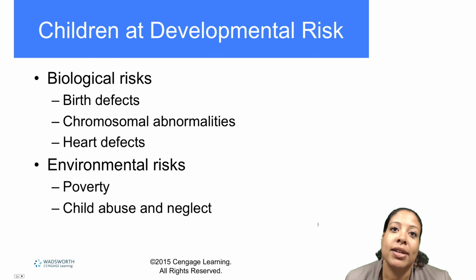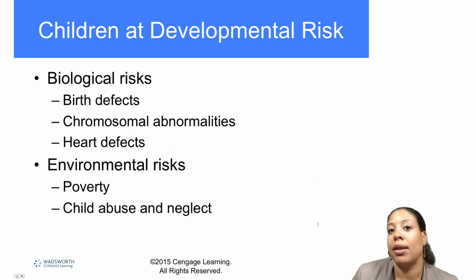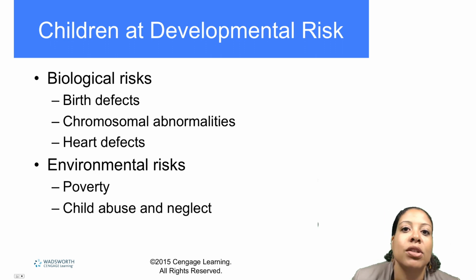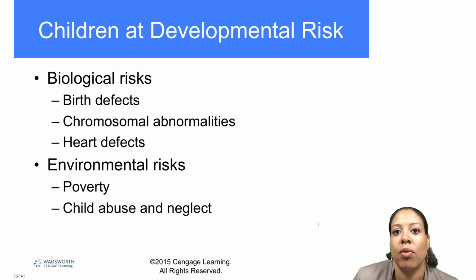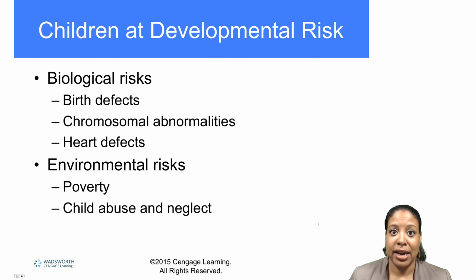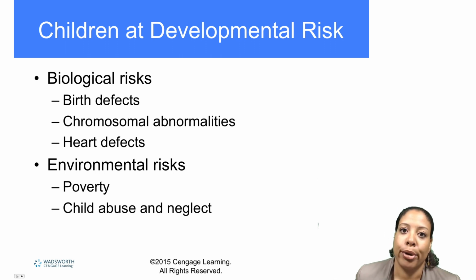So children are at developmental risk. There can be biological risks as well as environmental risks. Biological risks can include birth defects, chromosomal abnormalities, and heart defects. And environmental risks can include poverty and child abuse and neglect. So these are all of the different factors that can put children at risk for their development. You notice some of these things can happen before, during, and after birth, and then environmental typically happens after birth, but there can be environmental factors that affect the mother while she's carrying the child, that can then affect the child after birth.